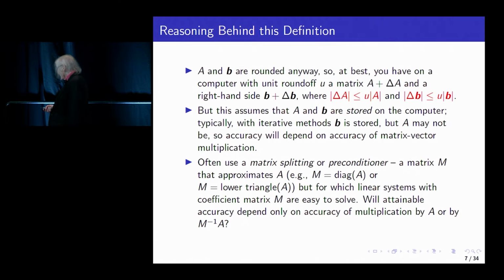One often uses a matrix splitting or preconditioner, a matrix M that approximates A, but for which linear systems with coefficient matrix M are easy to solve. For example, M equal to the diagonal of A or the lower triangle of A. Okay? Triangular systems are easy. And then one might ask, well, will the attainable accuracy depend only on the accuracy of multiplication by A, or will it depend on multiplication by M inverse A?